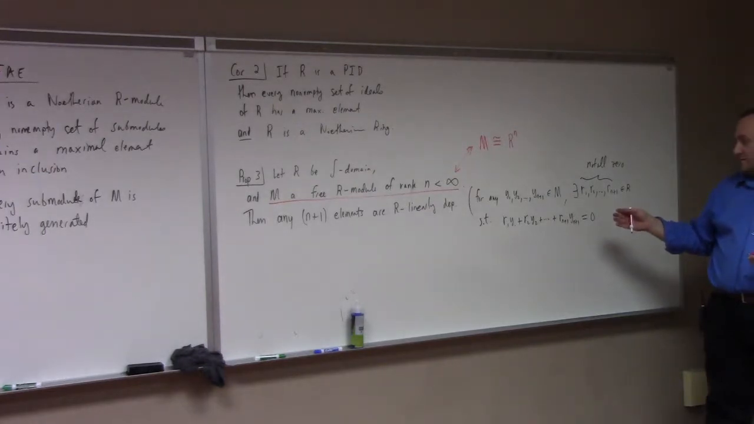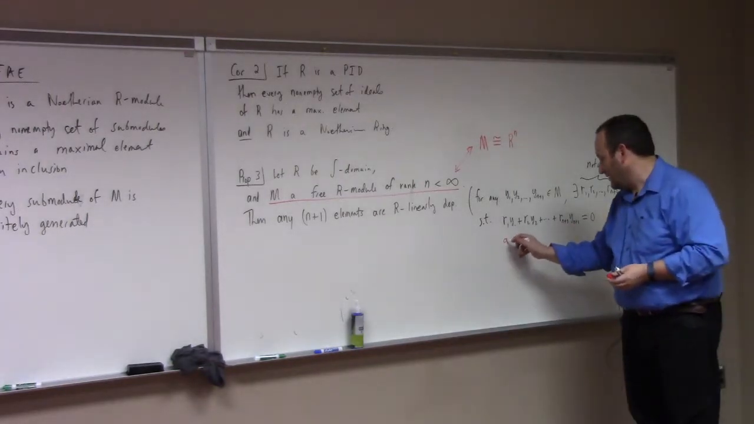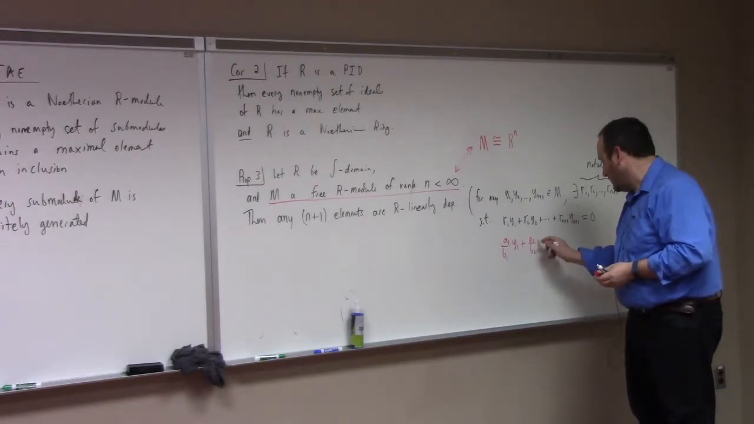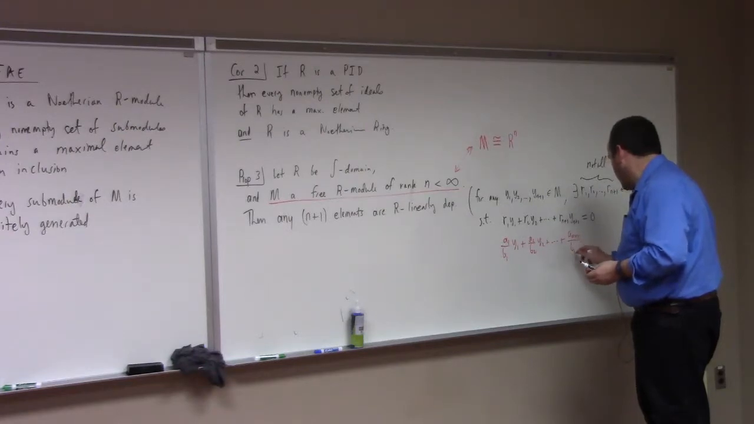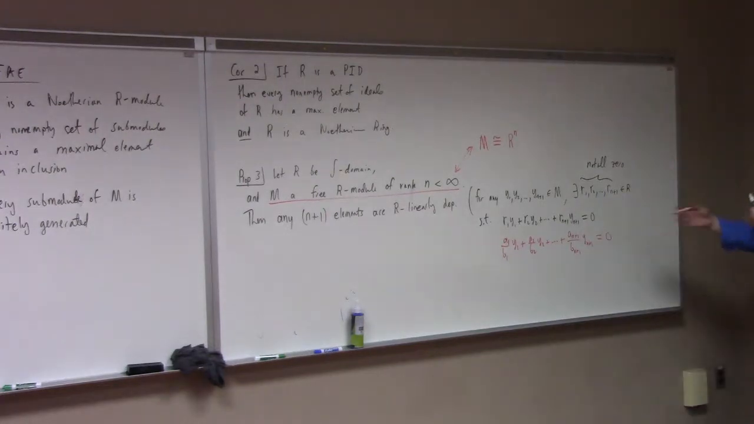By doing what? If these are all in the field of fractions, there are things of the form a1 over b1, y1, plus a2 over b2, y2, plus ... plus an plus 1 over bn plus 1, yn plus 1, right? So if I have a free R module, I can pass to the field of fractions, which then puts us essentially in Fn, right?